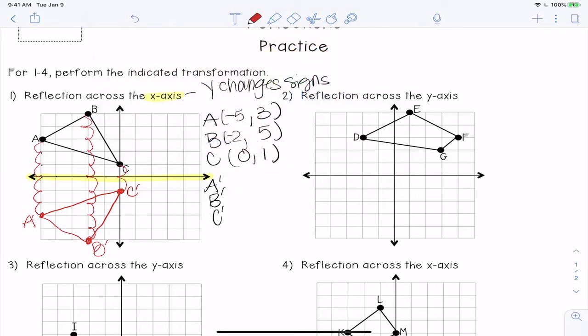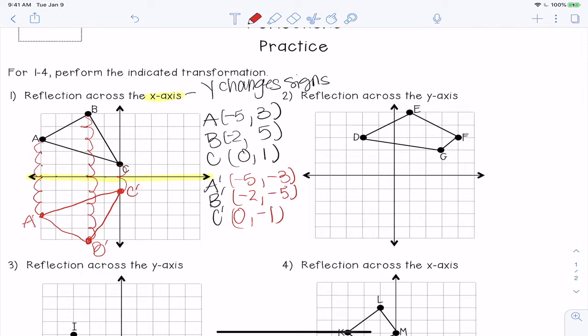I'm going to change it to red. So let's see. C still has an x of 0, but now the y is negative 1. Oh, I wrote that in the wrong place, guys. Sorry. A is still on negative 5, but now on a negative 3 for your y. And B is still on negative 2, but now it's a negative 5 for y. So the rules stay the same.